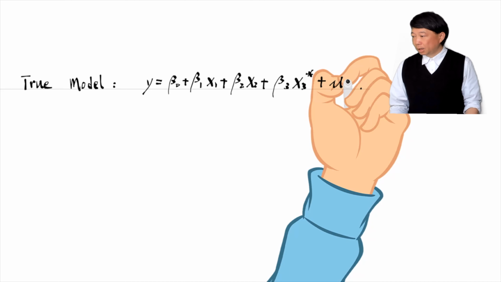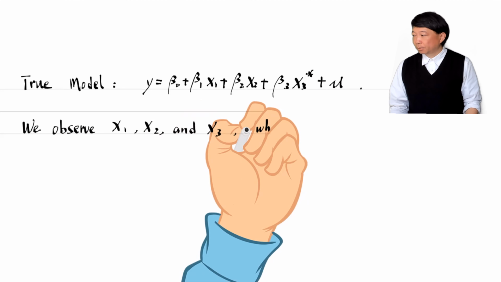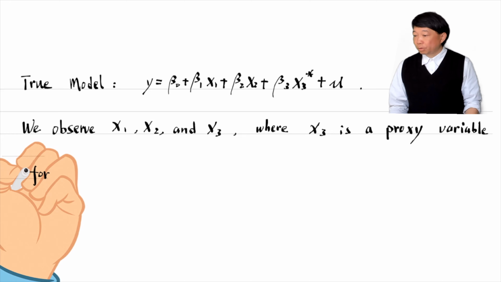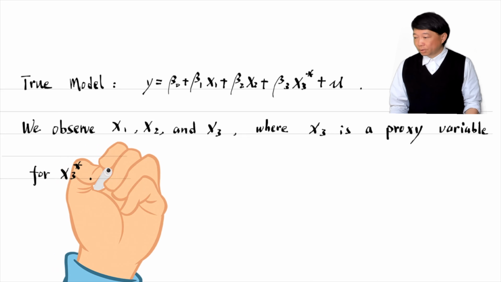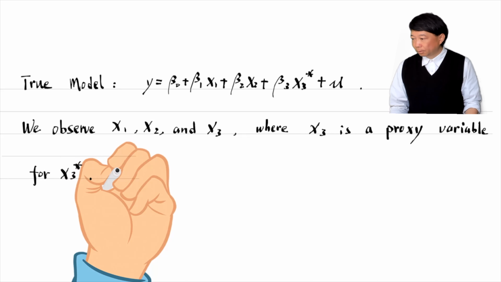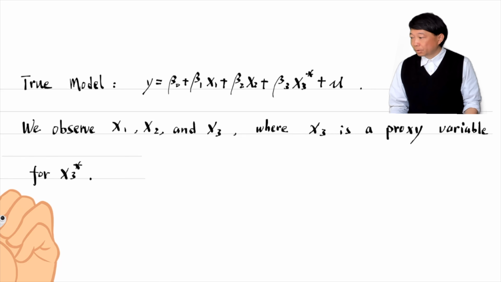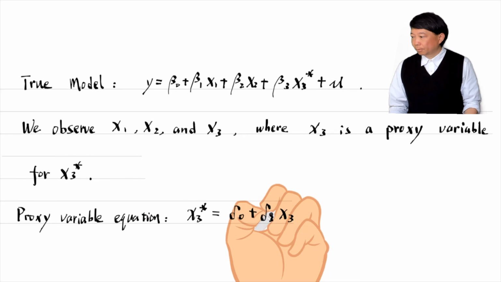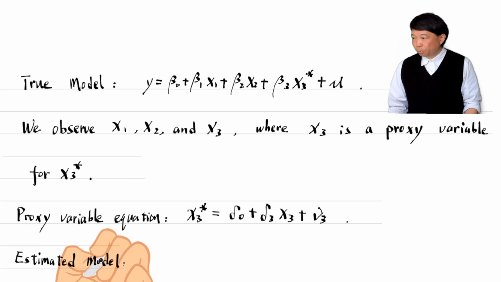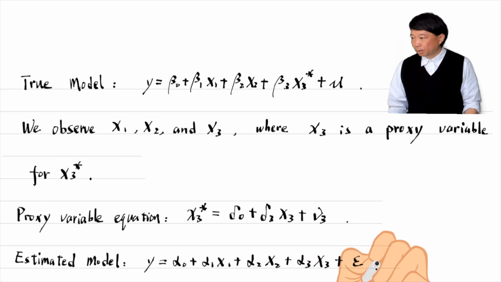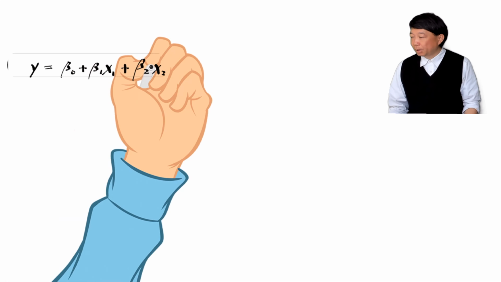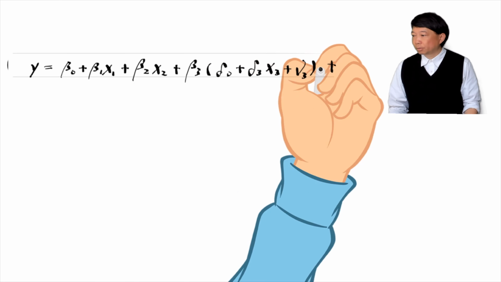We do have data on another variable x3. We can treat x3 as a proxy variable for x3 star if they are correlated, as indicated by the proxy variable equation. We run the regression of y on x1, x2, and x3 and obtain the OLS estimators alpha 1 hat and alpha 2 hat. We can show that alpha 1 hat and alpha 2 hat are consistent estimators of the population parameters beta 1 and beta 2.